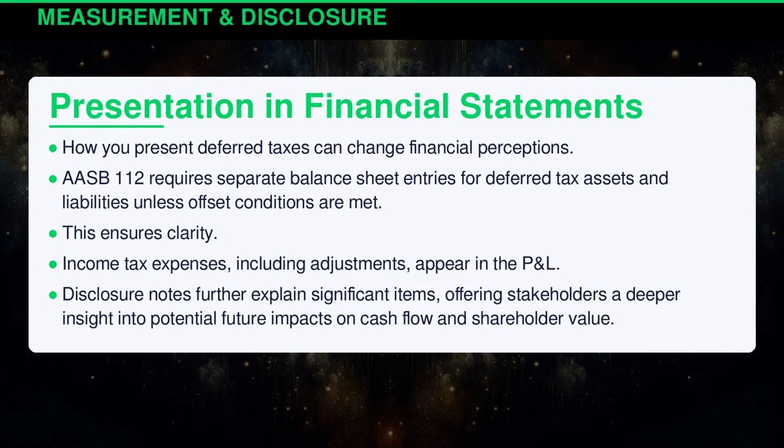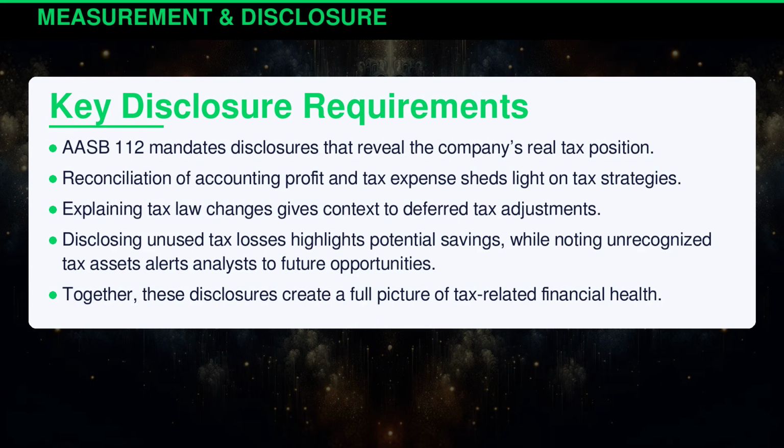How you present deferred taxes can change financial perceptions. AASB 112 requires separate balance sheet entries for deferred tax assets and liabilities, unless offset conditions are met. This ensures clarity. Income tax expenses, including adjustments, appear in the profit and loss. Disclosure notes further explain significant items, offering stakeholders a deeper insight into potential future impacts on cash flow and shareholder value.